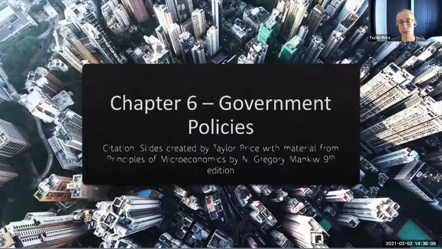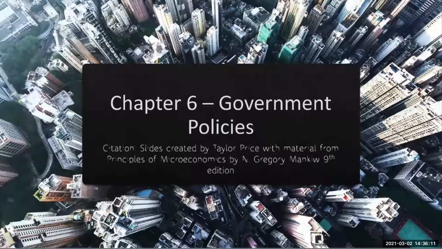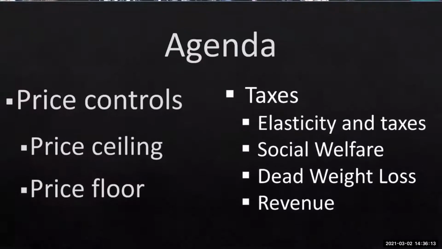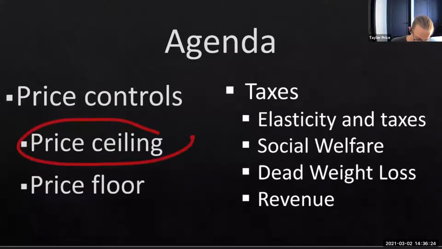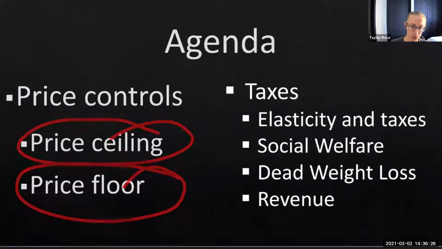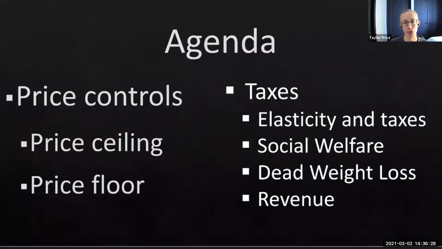When we're talking about government policies, our agenda for today is looking at price controls and then taxes as well. For price controls, the main thing we're going to talk about is price ceilings and price floors, and differentiating between the two. And then for taxes, we'll look at deadweight loss, tax revenue, social welfare, and elasticity in taxes.